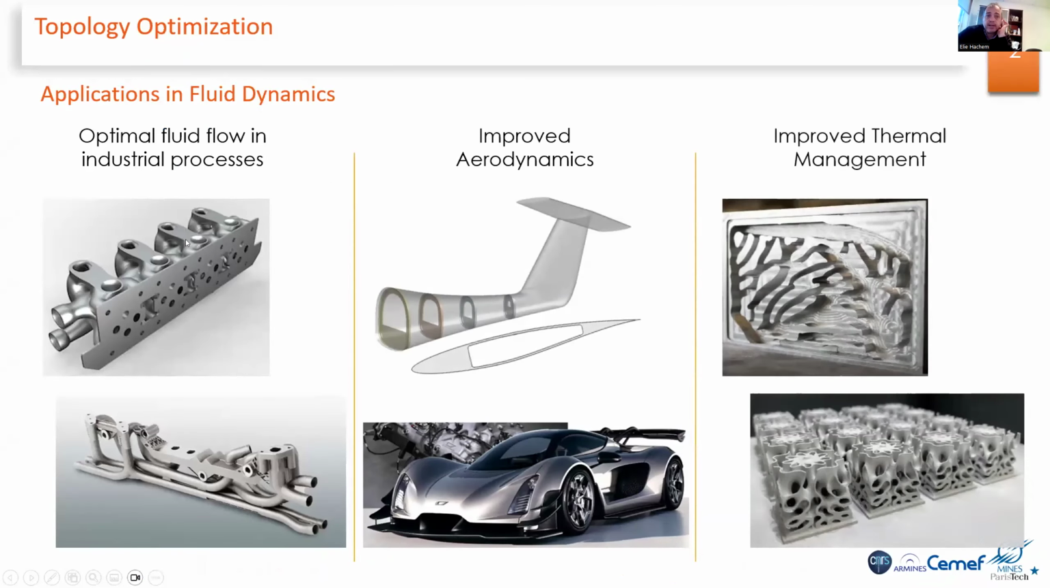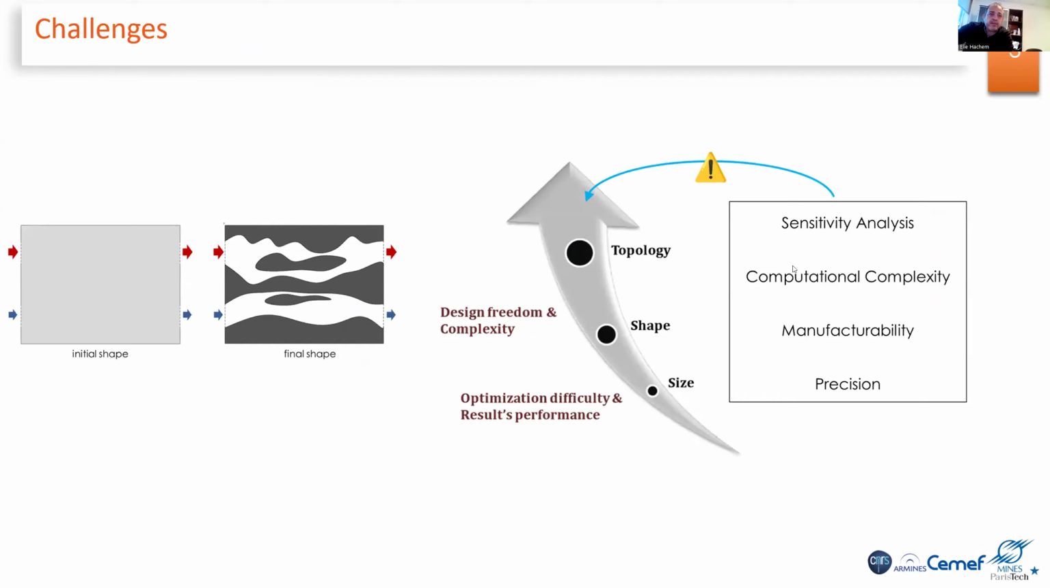Now, what was the challenge? The challenge was that if we want to go into topology optimization, there is a lot of concern related to computation complexity, if you want to handle something very complex, or manufacturability, that means when you finish with your shape or your form, can we directly take it and print it out, and the precision.